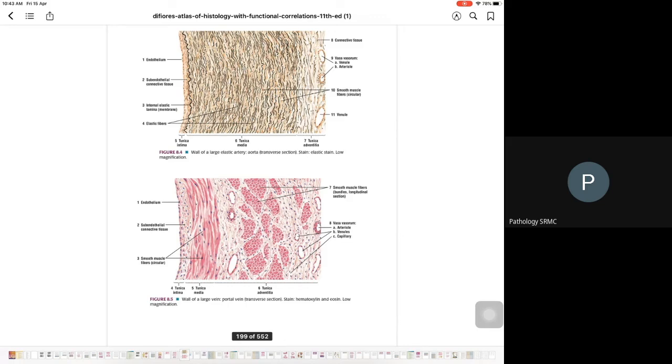Wall of a large vein, portal vein, transverse section, stain H and E, low magnification. Once again divided into tunica intima, tunica media, and tunica adventitia. Starting from left, we have endothelium, subendothelial connective tissue, smooth muscle fibers circular, then smooth muscle fibers in bundles which are in longitudinal section, and vasa vasorum which show arterioles, venules, and capillaries.